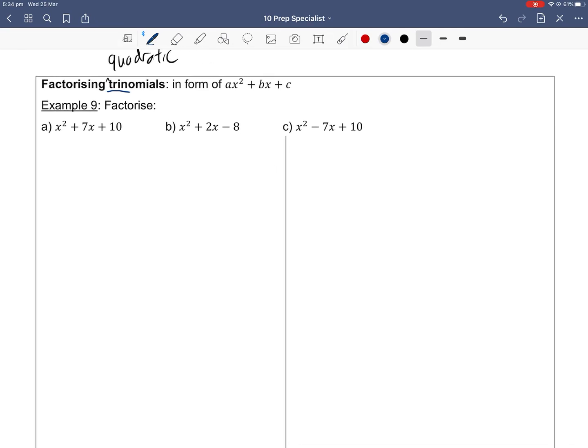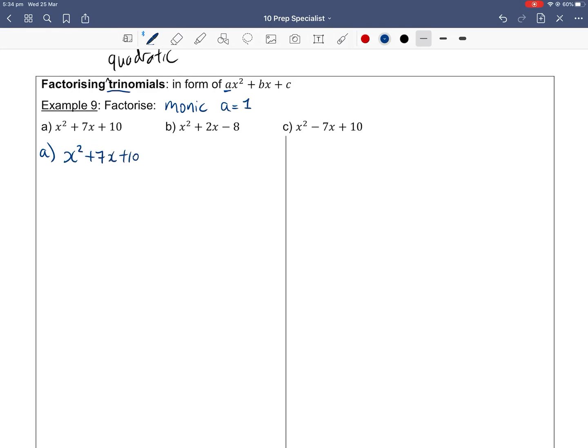In example 9, we're going to look at the case where we're factorizing monic quadratics, where the coefficient of x squared, a, is 1. Later on in example 10, we'll look at a different trick that we need to use when it's not monic, when the coefficient of x squared is not 1. So part A, we're trying to factorize the quadratic, it's a trinomial because it has 3 terms, x squared plus 7x plus 10.